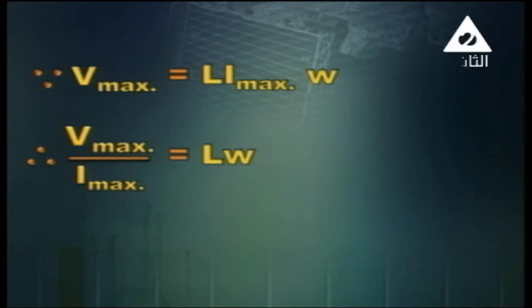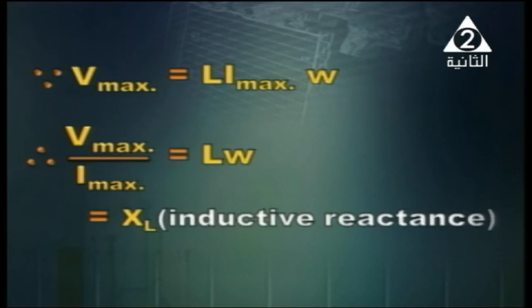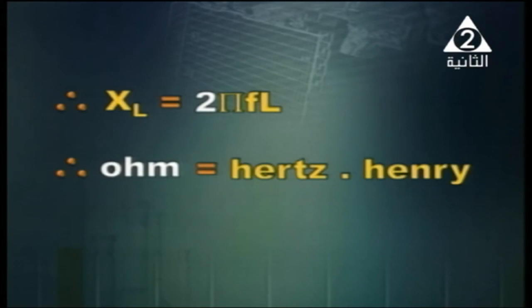Voltage when divided by current gives what represents resistance. So it is equal to XL, inductive reactance. So inductive reactance XL is equal to omega L, and omega is equal to 2 pi f. So XL is equal to 2 pi f L. Its unit, just like resistance, since it is some sort of opposition, is the ohm, with frequency in hertz and inductance in henry.